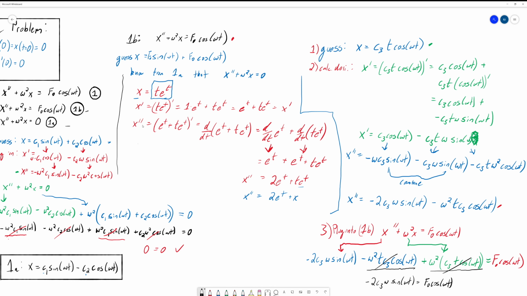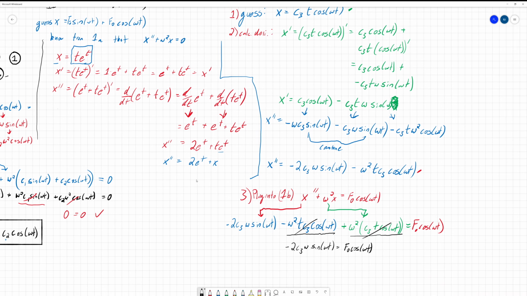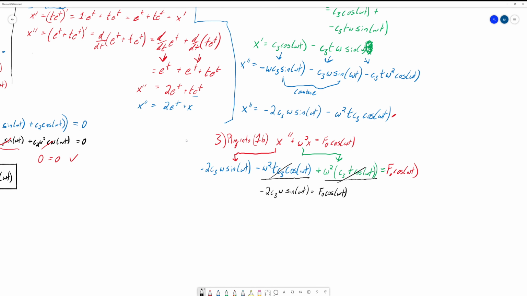Okay, so I'm going to shift down a little bit. So we actually have a problem, because there's no value for c3 that we can choose that is going to make sine of omega t equal cosine omega t. And what this means is that we need to go back and adjust our guess, because basically what we see is that we're off here by a phase.